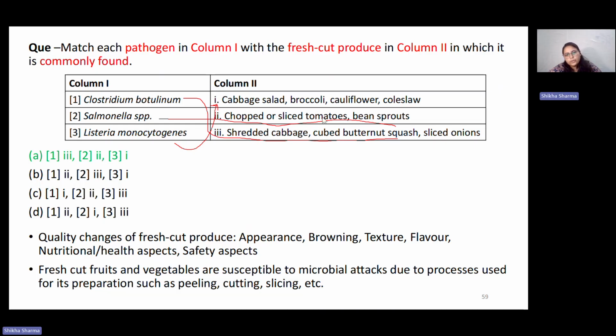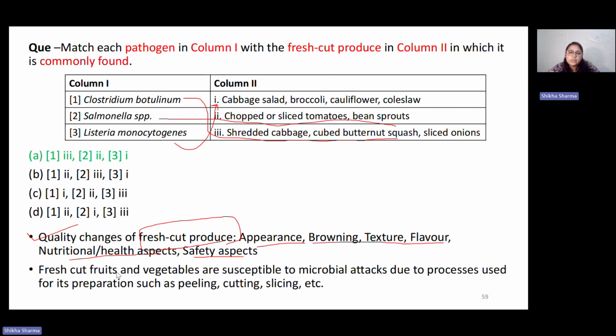Okay. So the quality changes in fresh cut produce may include changes in appearance, like browning; texture change, meaning softening; flavor changes, so a foul smell can be generated; or the nutritional or health-related value may decrease. Also the safety aspect, like microorganisms may grow and pathogen introduction can occur when the quality is changing in any fresh cut produce.